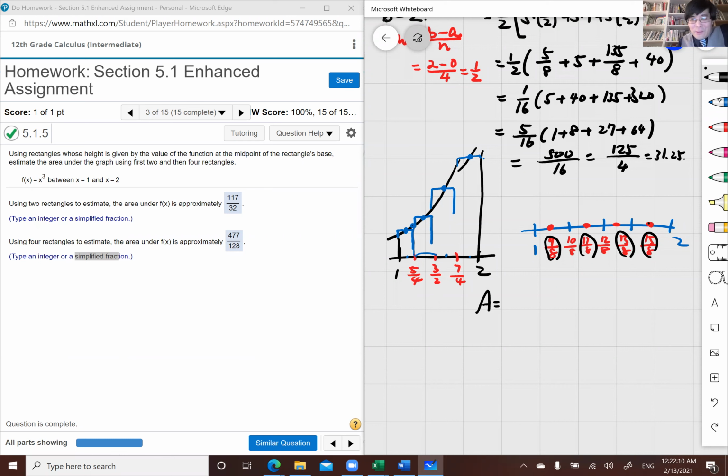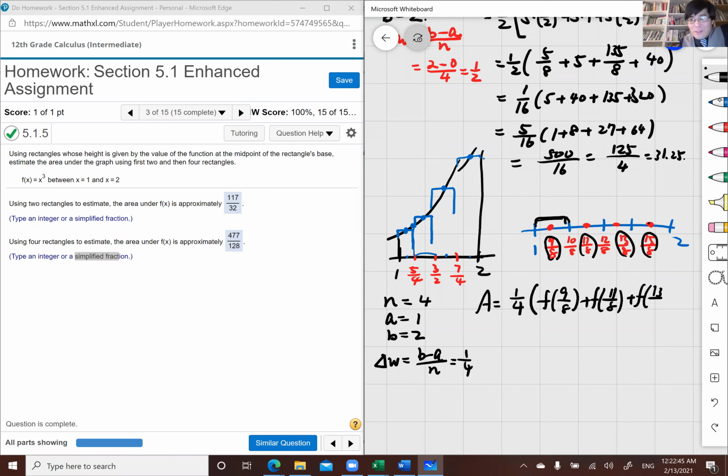So area is going to be, each rectangle has a width of 1/4. Remember that the number of rectangles is 4. The left endpoint is A, which is 1, and the right endpoint B is 2. So the common width is (B minus A) over N, which is 1/4. Now the height is going to be f of 9/8, terrible. f of 11/8, terrible. f of 13/8, and f of 15/8. We really need a calculator to do this one.